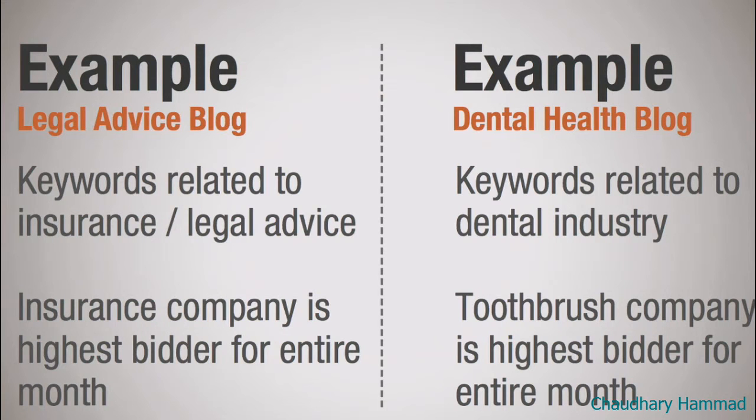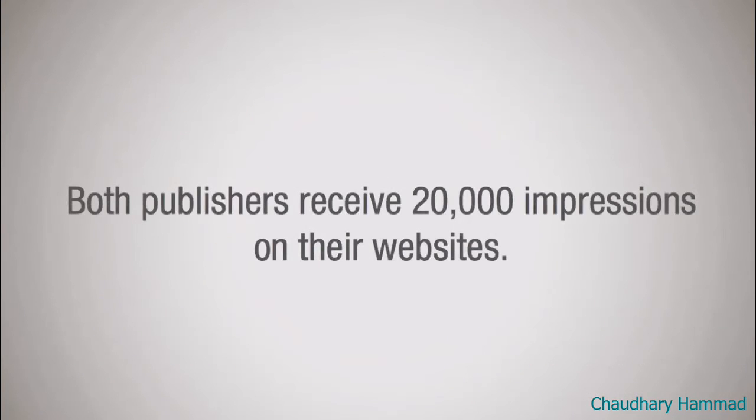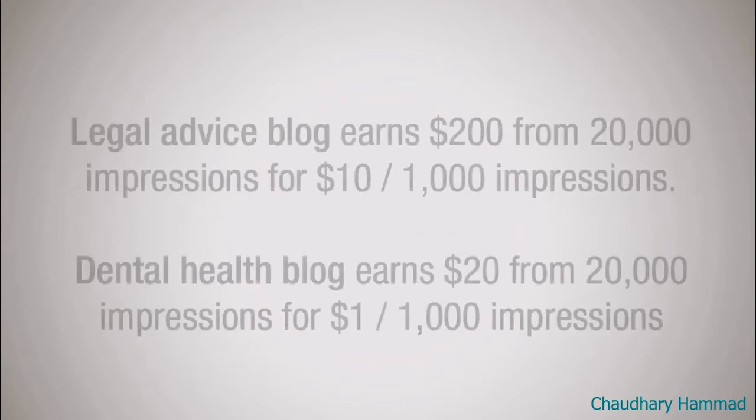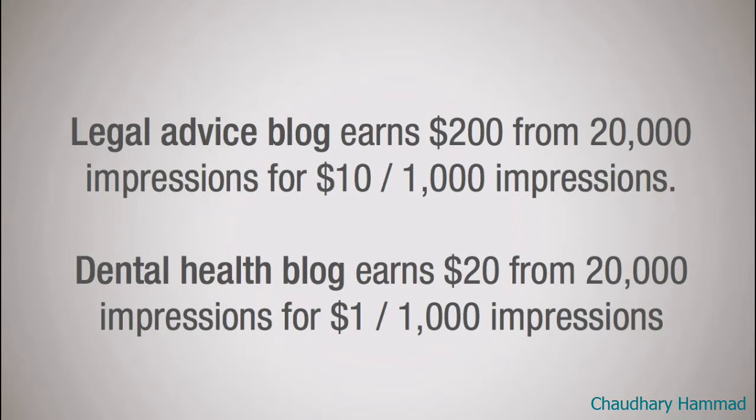Both advertisers will probably be bidding against other advertisers in the same industry with similar bid prices. Let's say that for both our insurance company and our toothbrush company, they are the highest bidders for the entire month for their respective websites. Also, let's say that both websites receive the same amount of impressions for the particular month, 20,000. Although the impressions are the same, the legal advice blog will earn $200 from the 20,000 impressions because the insurance company is paying $10 per 1,000 impressions. At the same time, the dental advice blog will only earn $20 from 20,000 impressions because their highest bidder is only willing to pay $1 for 1,000 impressions.